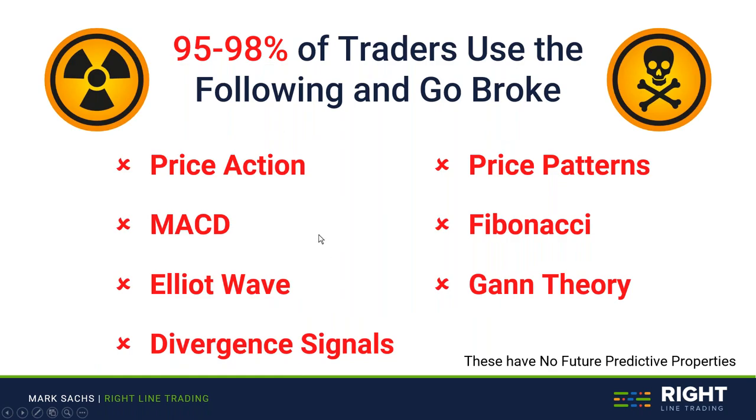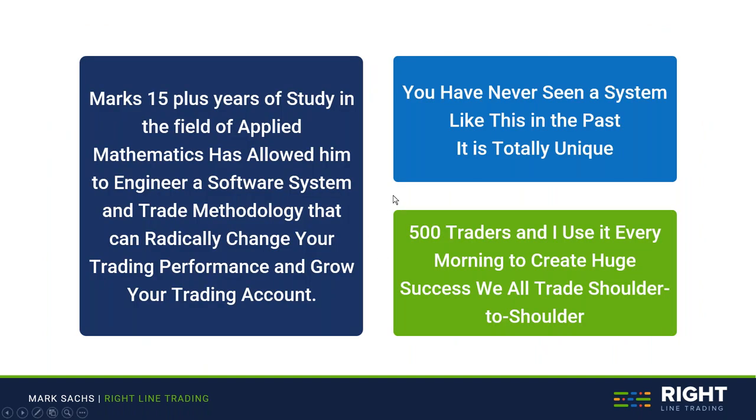Okay, so why do they say that 95 to 98% of traders go broke, right? These retail traders go broke because they're following the same old things that everybody else teaches: price action, MACD, Elliott Wave, divergence, Fibonacci, all this stuff. None of this has any future predictive properties. Okay, I am not saying that our software can predict the future, but when we get a setup along with institutional money flow, it's very high probability trades, very high probability.